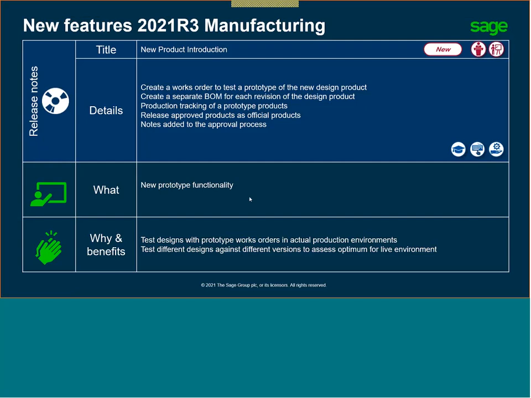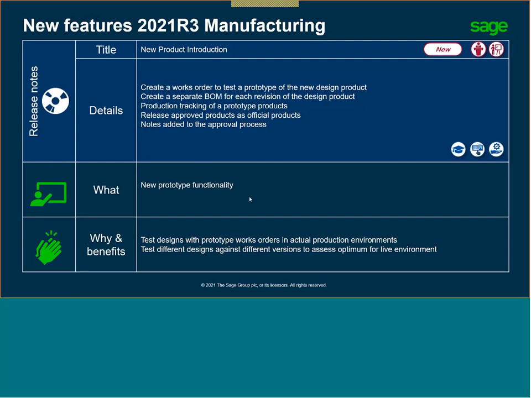So we've got the concept to be able to create a new design product, and this builds on the functionality that's been in the previous two releases, but allowing us to actually test the building of that or the manufacture of that product. And we can also create a separate BOM for each revision of the design product. So maybe we have multiple designs we're testing, but we can create multiple BOMs for them now. And on the back of that, create multiple works orders for it to see how they work.